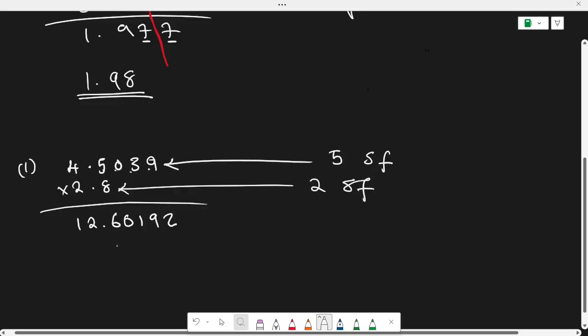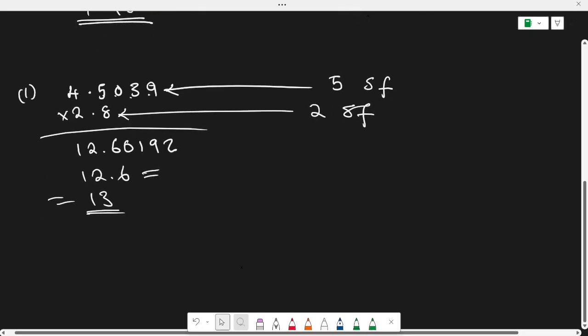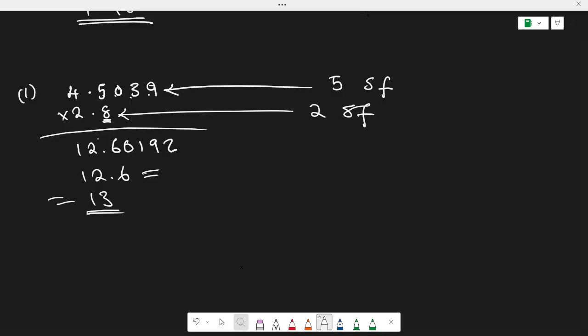So now, 12.6 has 3 significant figures, so it can't qualify. It just needs to have 2. So to do that, we're going to round this number off, and we are going to get 13 because 6 has the capacity to increase what? 3. Right. If we were considering the number of decimal places, we would say this one has 1 decimal place, and this one has 1, 2, 3, 4 decimal places. So it's different when it comes to significant figures and decimal places.